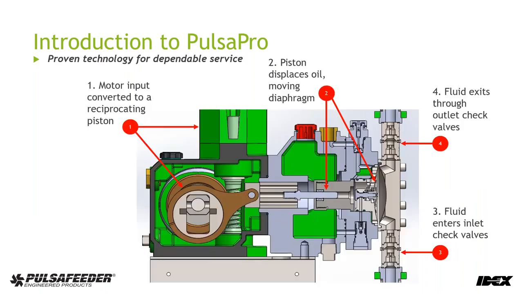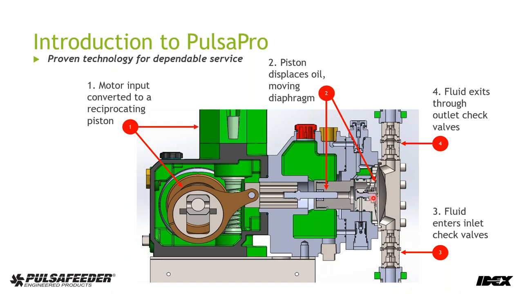I just want to give a little bit of commentary on how the PulsaPro operates for those of you who may not be familiar with metering pumps. We essentially take the rotating motion of a motor, it's reduced in speed, and the power is transferred to a reciprocating piston that's sitting in a bath of hydraulic oil. At that point, the diaphragm will follow the hydraulic fluid back and forth, left and right, if you will.